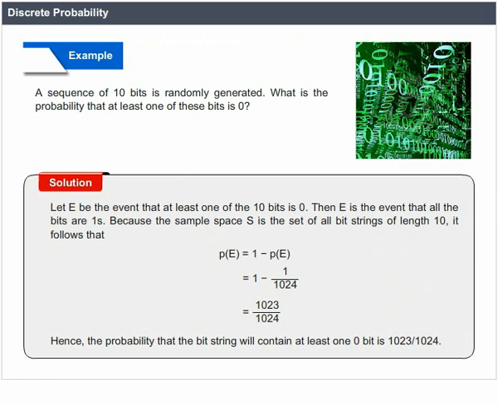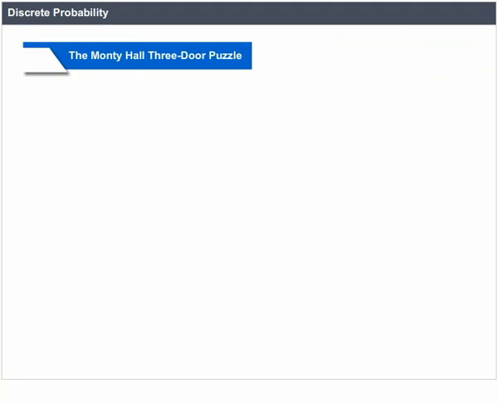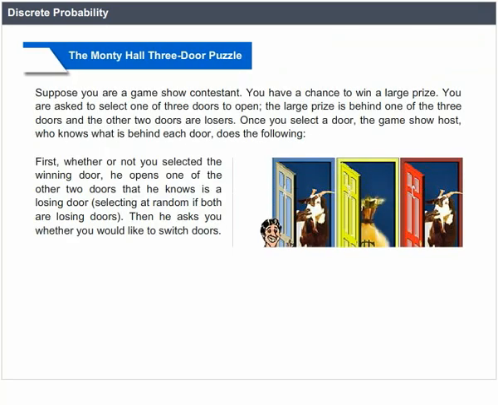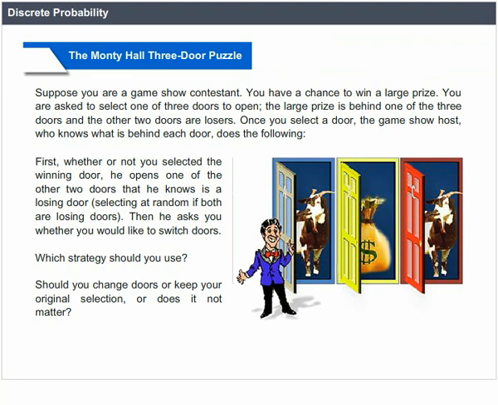The Monty Hall 3-door puzzle. Suppose you are a game show contestant. You have a chance to win a large prize. You are asked to select one of the 3 doors to open. The large prize is behind one of the 3 doors and the other 2 doors are losses.